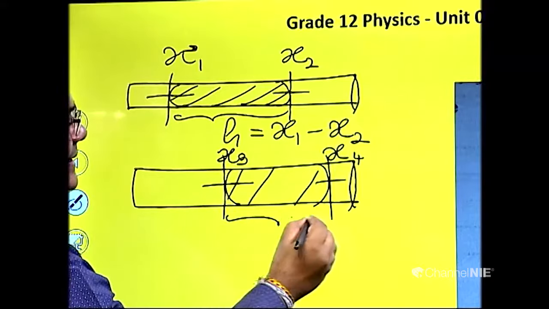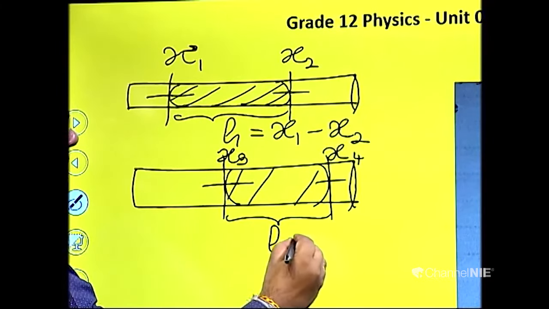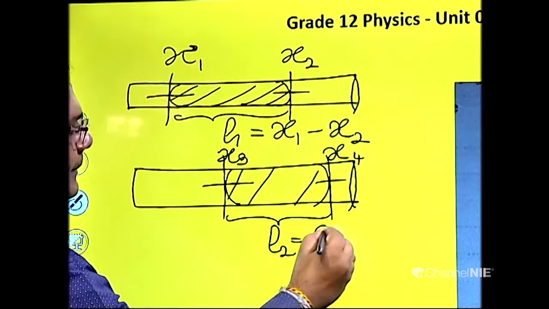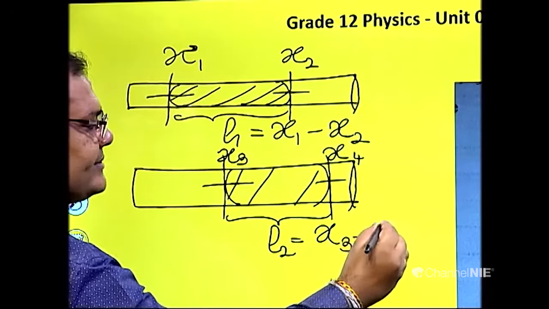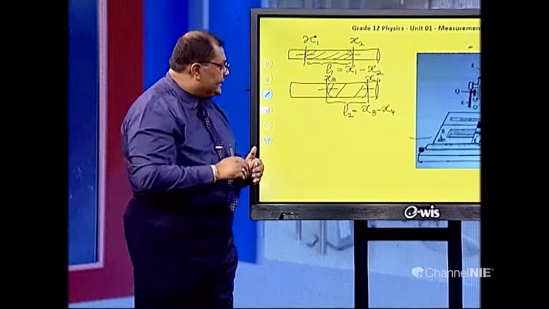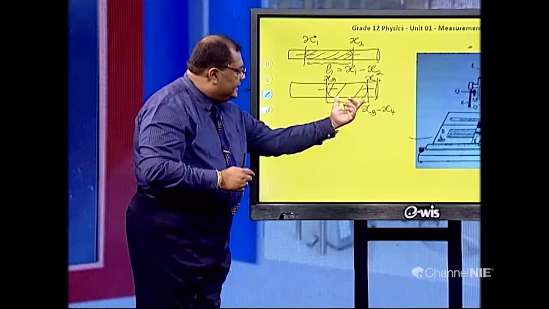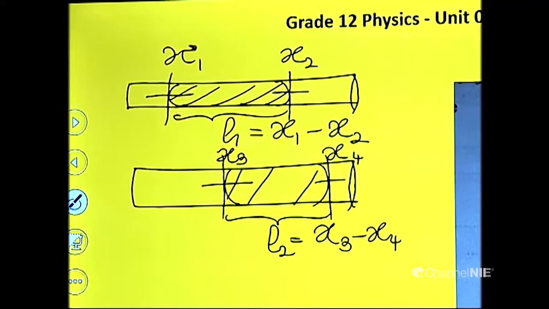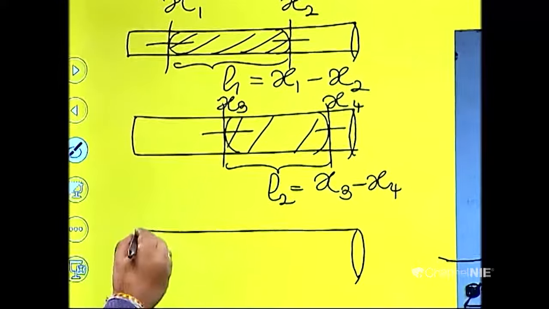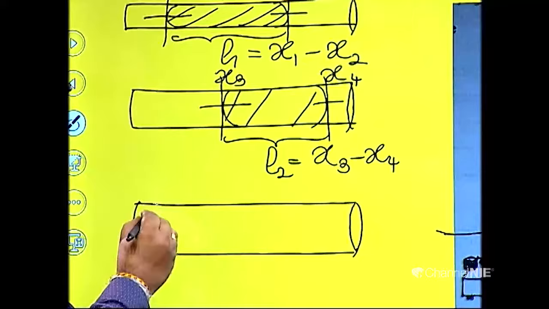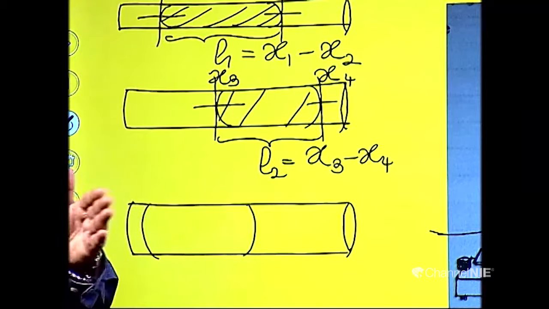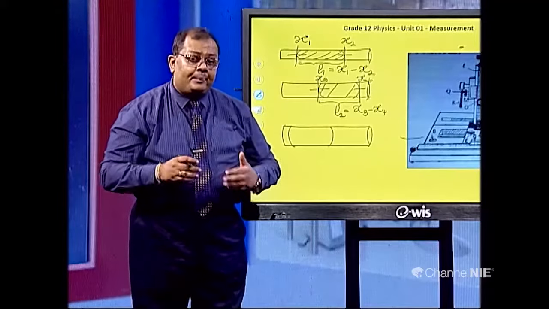Then you can measure this length as L2. It is equal to the difference of x3 and x4, x3 minus x4 or x4 minus x3, because we need only the magnitude of the length. Then again it should be taken to the left edge and do the same procedure to measure the length of the mercury pellet. Normally we use a 150 millimeter long mercury pellet to minimize the fractional error.